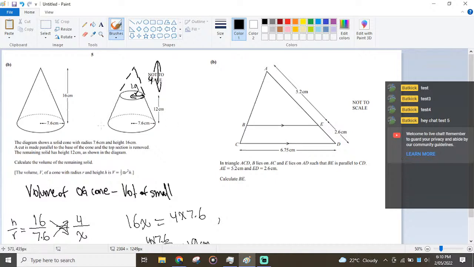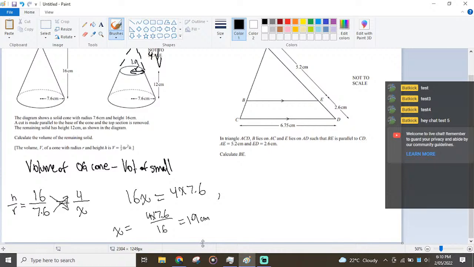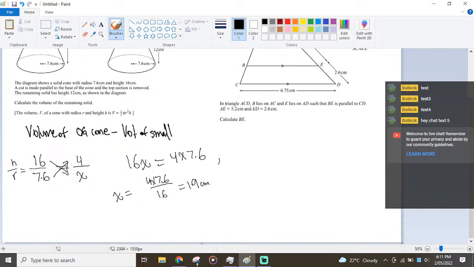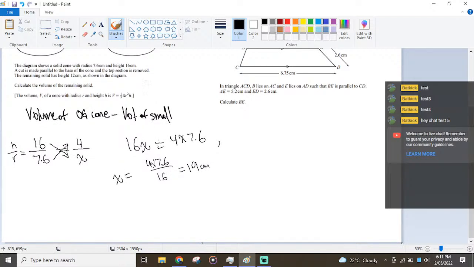With this information, we can now calculate. Now that we have the height and radius of both the big cone and the small cone, we can calculate their volumes and subtract from each other, given this formula. So I'll just put it into one big equation. It might look a bit complex. One third times pi times r for the big cone, which is 7.6 squared, times height, which is 16. Big cone volume.